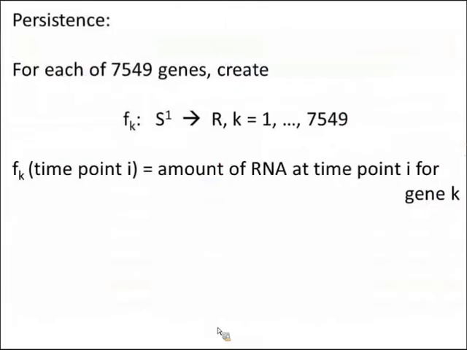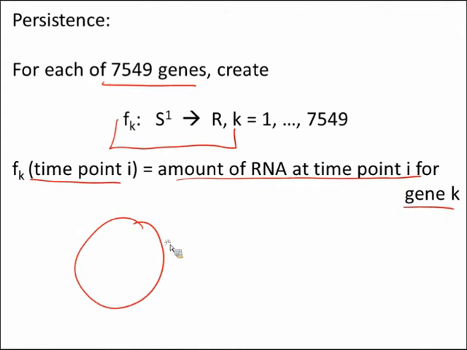So back to our persistence, we now have for each of the more than 7,000 genes, we create this function, as we briefly mentioned before, using that at time point i, the amount of RNA is our output. So we have a function from S1 that matches with our period of 2 hours, divided up into 17 time points to match our approximately 2 hour period, that then maps into the real line, giving the expression at the various different time points.